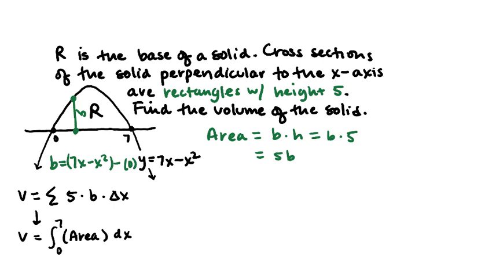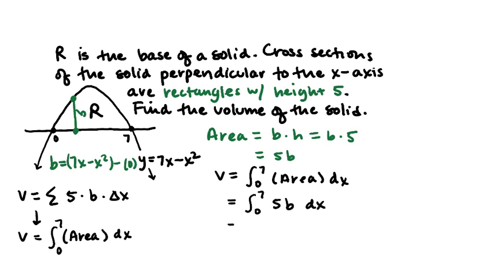Okay, so now I've got b, and I know that volume, like I said earlier, is the integral of area. Cross-sections are perpendicular to the x-axis. That means we'll be sliding along the x-axis. We'll be integrating with respect to x. And I've got a formula for area, which is 5 times the base, and I have a formula for the base. So that's going to be 5 times 7x minus x squared.